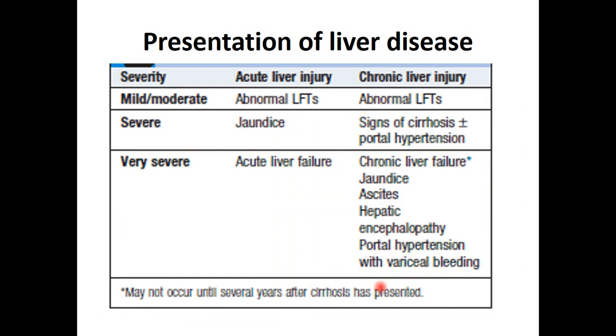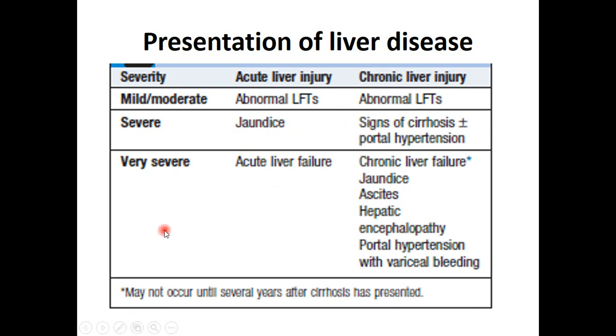What are the presentations of patients with liver disease? How could he present? He may present with mild or moderate symptoms. He may have severe symptoms or very severe symptoms. Mild or moderate, in both acute and chronic liver injury, may present with just abnormal liver function test. While in severe form of acute or chronic liver injury, he may present with jaundice, and if he has chronic liver injury, he may have signs of liver cirrhosis plus or minus portal hypertension.